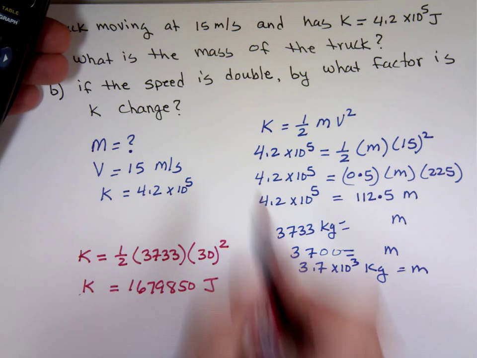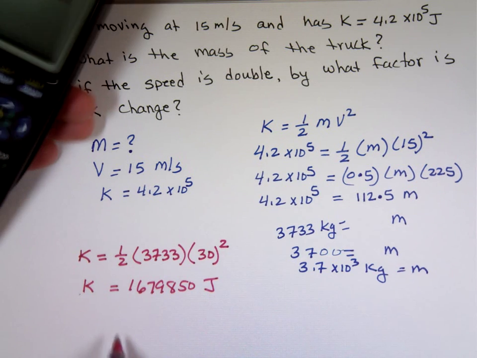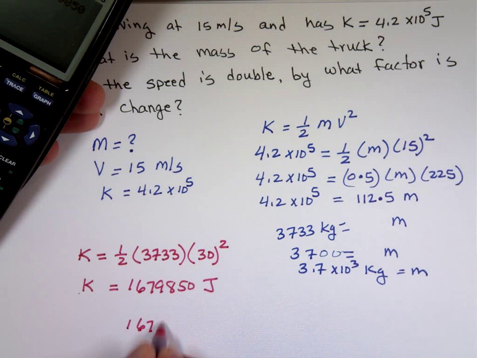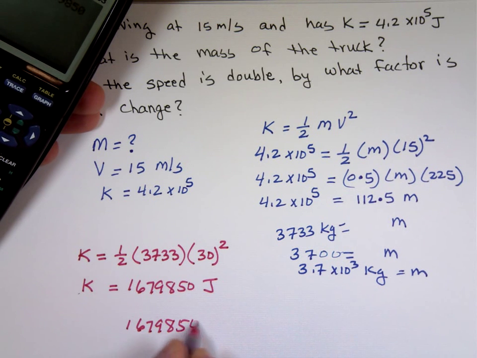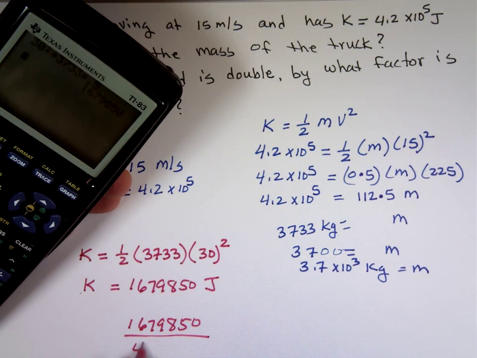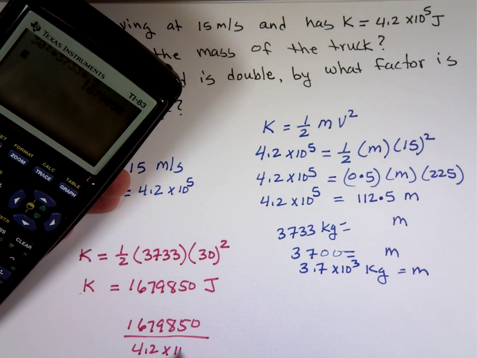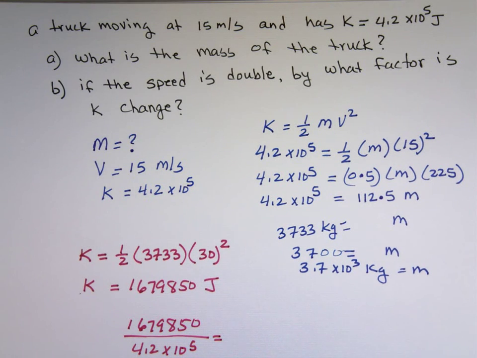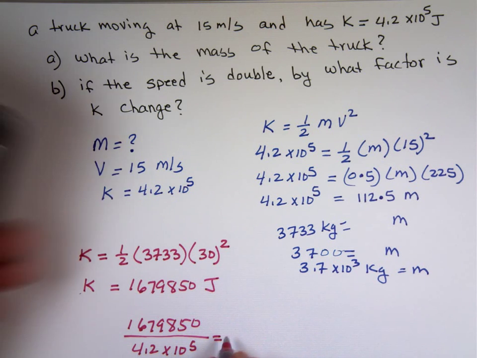Let's compare it to that number. So what is 1,679,850 divided by 4.2 times 10 to the 5? Let's see if that number equals 4. It's 3.9996. So what is that? 4 times.